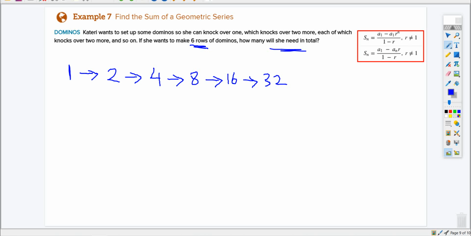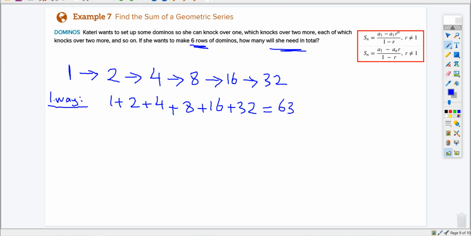So basically we can handle this question with basic math. The first one is 1, the second one is 2, 4, 8, 16, 32. You will just add these numbers this way: 1, 2, 4, 8, 16, and 32. This is the first way. As I said, if the numbers are easy, just add them up. When you do that, you will see 63 as the answer. Looks like we have 63 dominoes here.